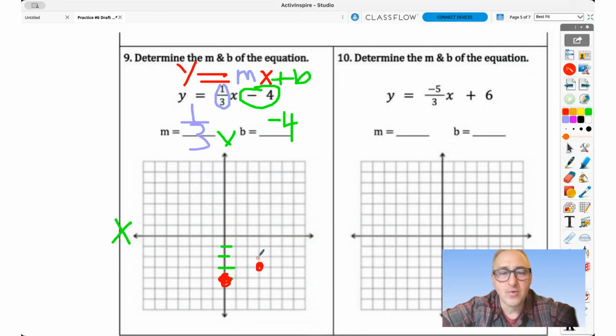Go one more. Up 1 over 1, 2, 3. There's another dot. So then you're going to draw your line. Don't forget to draw it with arrows. Arrows going each way. Arrow up, arrow down. That's how you go from an equation to a graph.